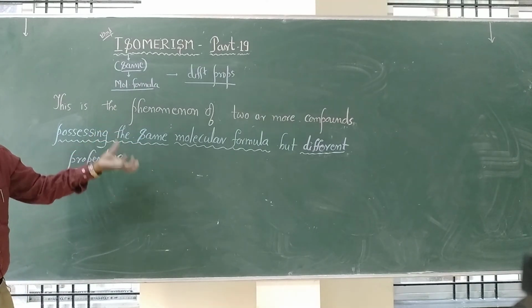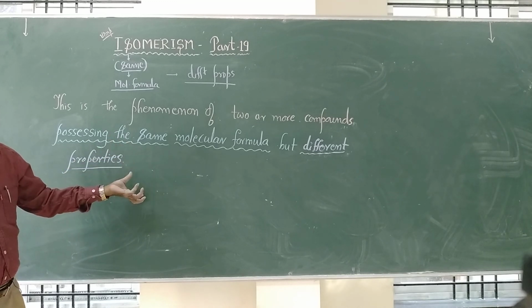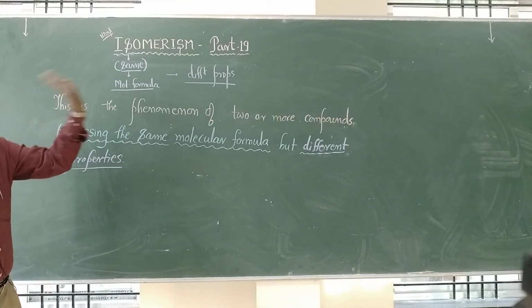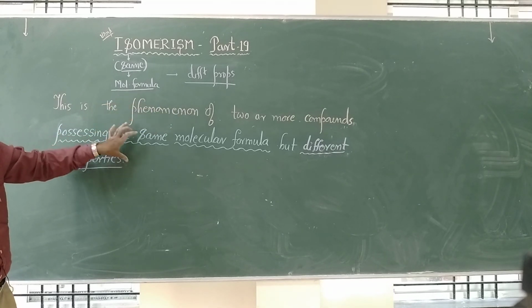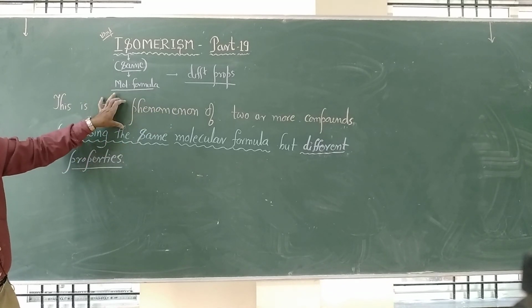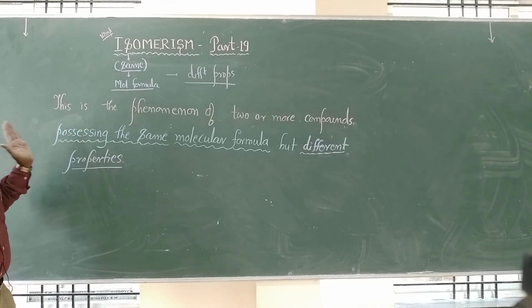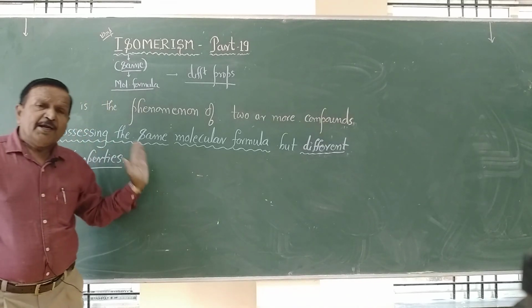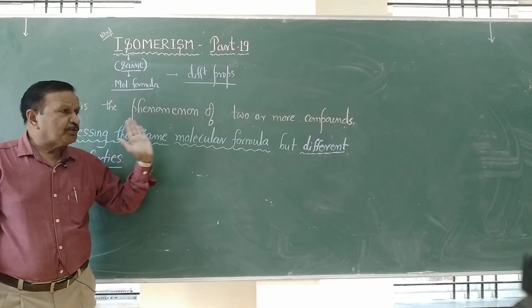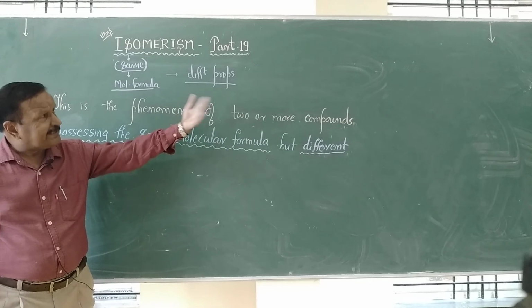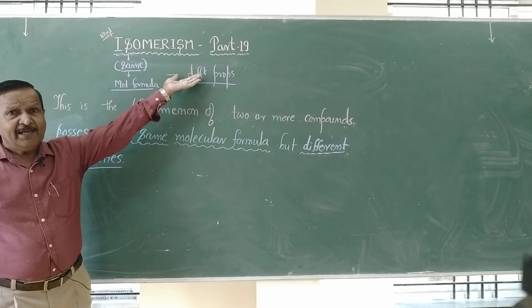Even though they are the same parents, because of the environment they are going to have different characters. In a similar way, 2 or more compounds having the same molecular formula will have different properties due to structure, due to stereo, and that we are going to study in the future, in the next part 20. Okay, I will continue.